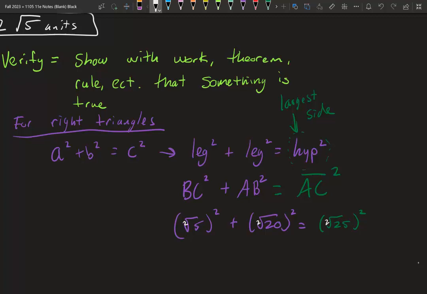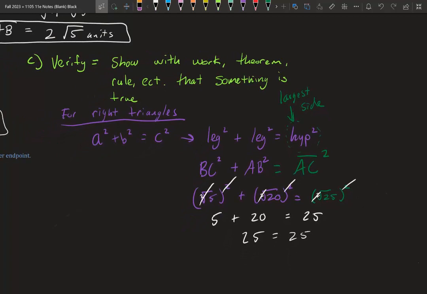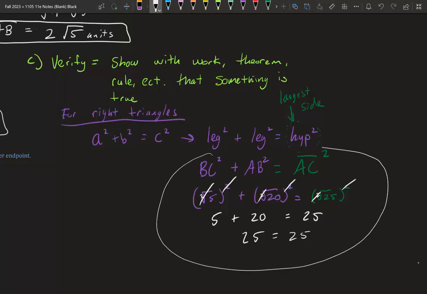So you see how there's a little 2 and a little 2? That's called the same power, same index rule. They actually just cancel each other out. So we have now 5 plus 20 equals 25. 25 does equal 25. So there is no answer like yes, no. The work is your answer. So this right here, that's going to be your answer.